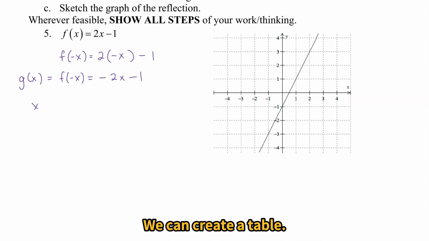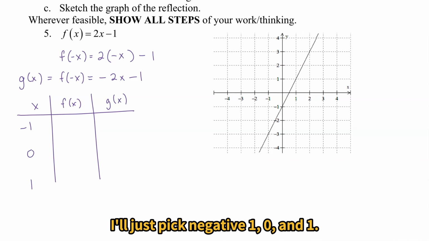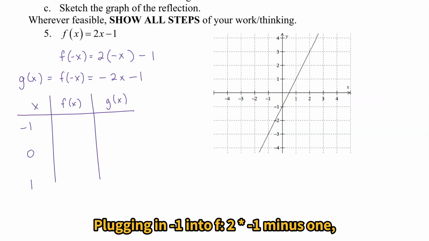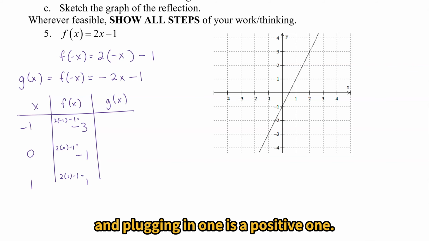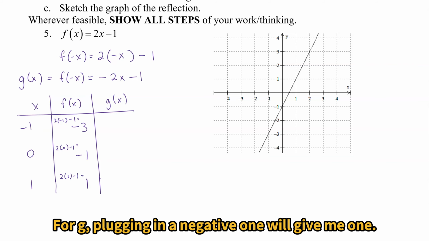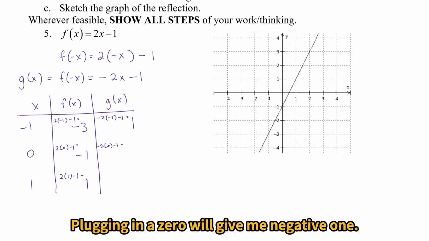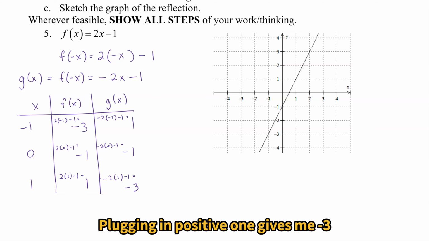We can create a table. We'll just pick negative 1, 0, and 1. Plugging in negative 1 into f: 2 times negative 1 minus 1 gives me a negative 3. Plugging in 0 is a negative 1, and plugging in 1 is a positive 1. For g, plugging in a negative 1 will give me 1. Plugging in a 0 will give me negative 1. Plugging in positive 1 gives me negative 3.